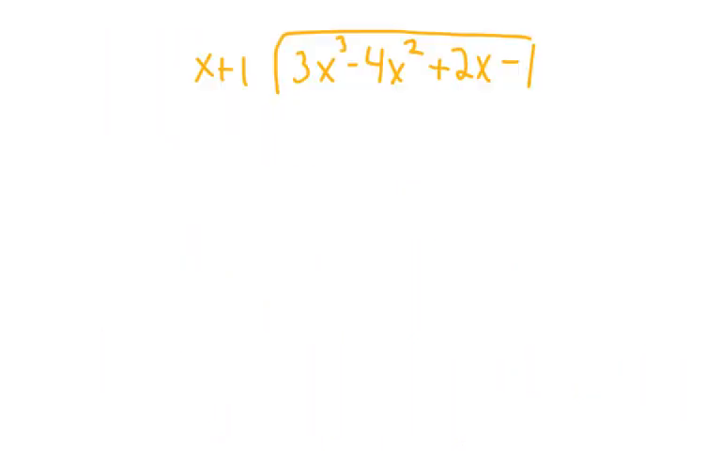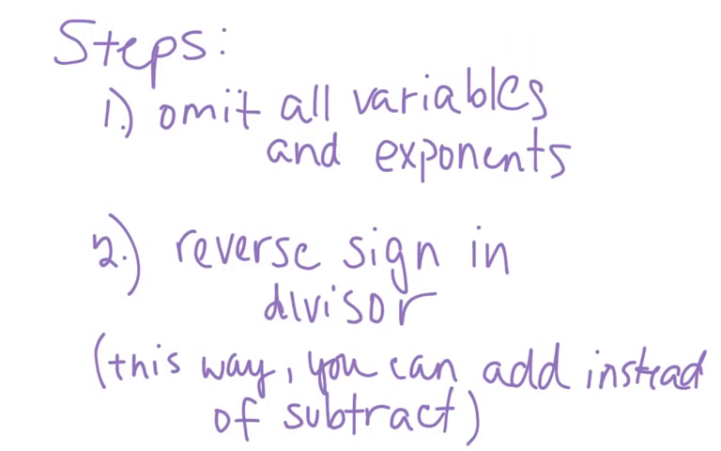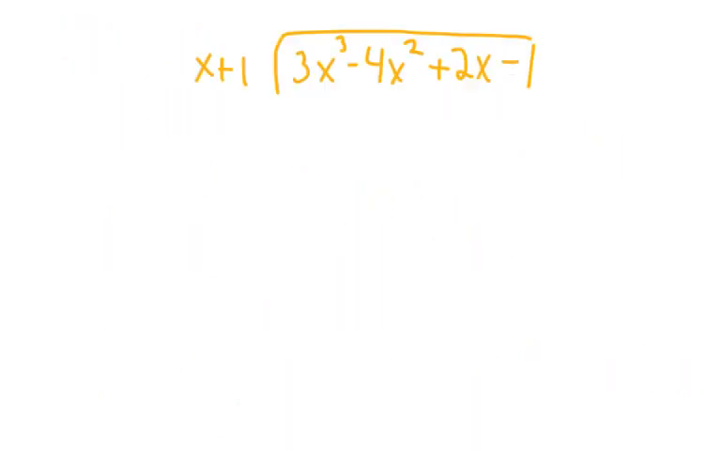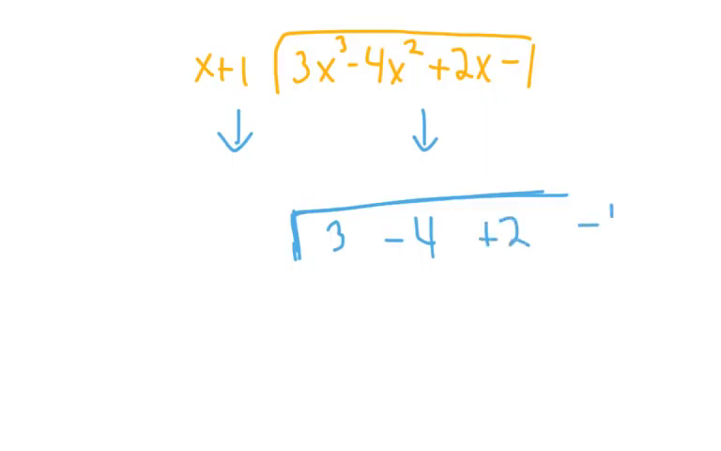I have 3x cubed minus 4x squared plus 2x minus 1, all of that divided by x plus 1. Again, I want to omit all my variables and exponents first. So I'll draw some arrows here, and that will give us, underneath our dividing sign, 3, -4, +2, and -1. I got rid of my variables and exponents, and I just carried that down.